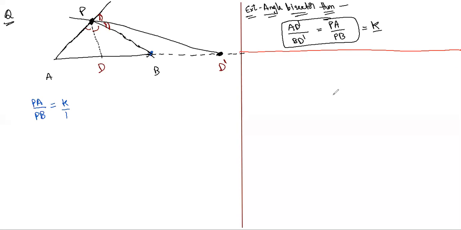One second. I'll tell you one way of easily remembering this. A very easy way of remembering this theorem is, it is the same as the internal angle bisector theorem. बस एक ही फर्क है. Instead of D dash, if you put D, it will become the internal angle bisector theorem. If you put D dash, it becomes the external angle bisector theorem. ठीक है?